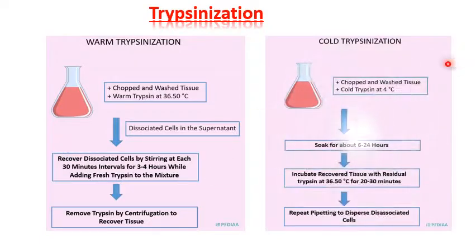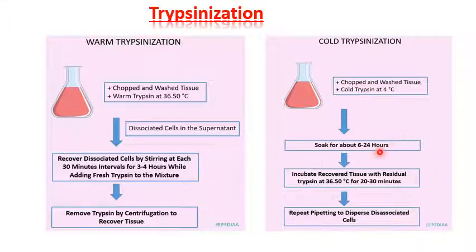Coming on to the cold trypsinization method, you take the tissue, wash it with a dissection basal salt solution, and after washing it, you transfer the tissue into a flask. To that, cold trypsin, which is about 4 degrees centigrade, is added, and then you soak it there for about 6 to 24 hours.